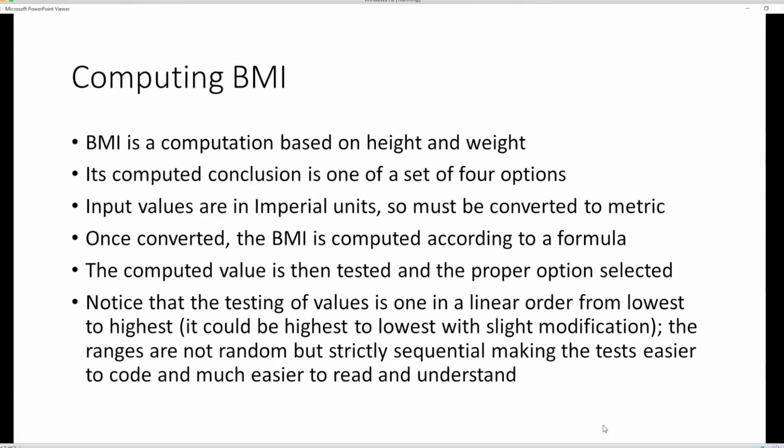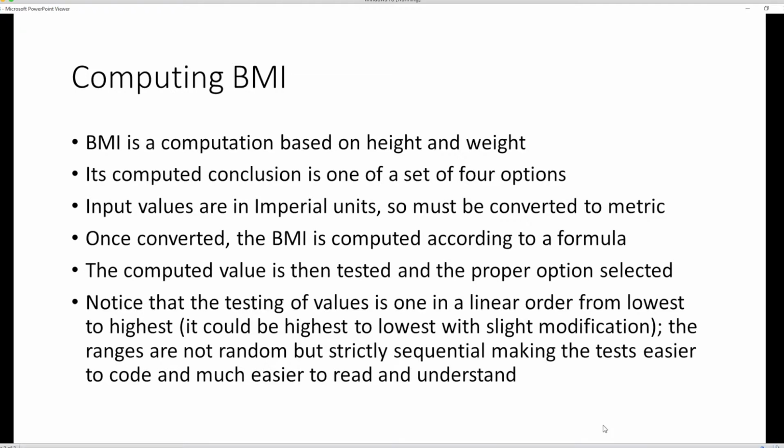Here is an observation that is critical to this. Notice that the values tested are in a linear order from lowest to highest. Whatever the value is, if you imagine a number line, we start from one side and we move progressively towards the other. In this case, lowest to highest. So we start nearer zero to test as we move to the right to greater and greater numbers.